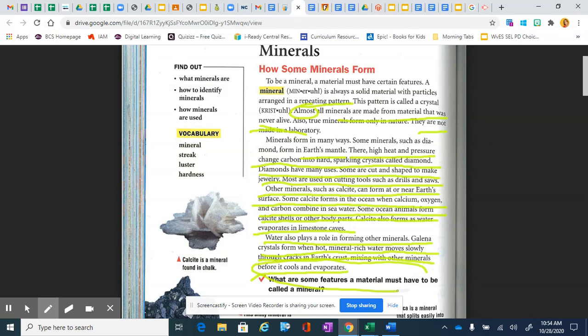What are some features a material must have to be called a mineral? Repeating pattern, material that was never alive, formed in nature, not in a laboratory.